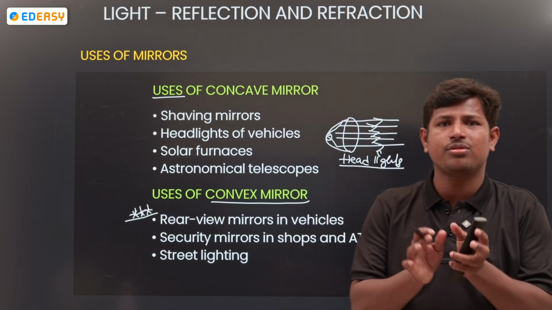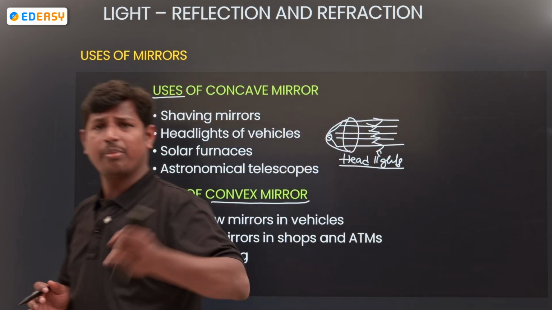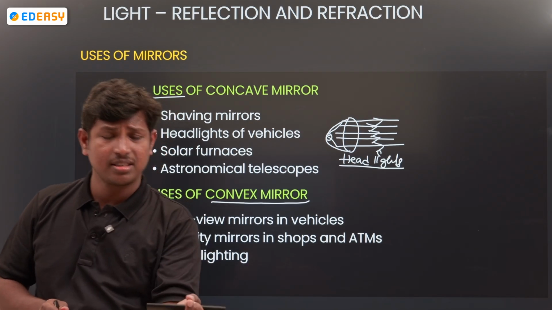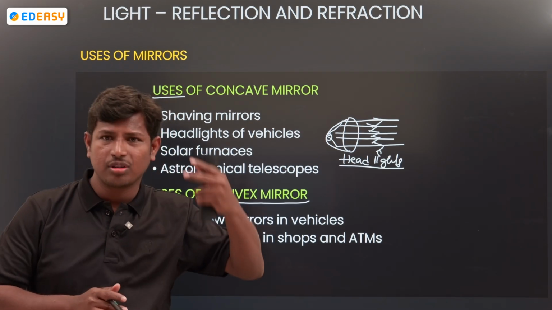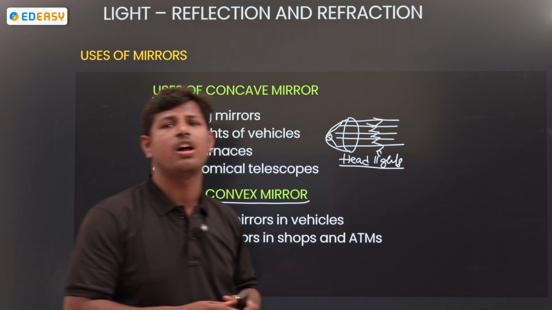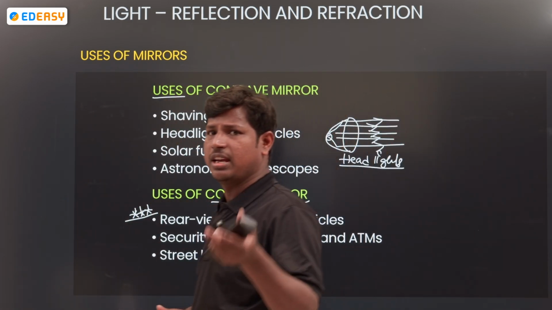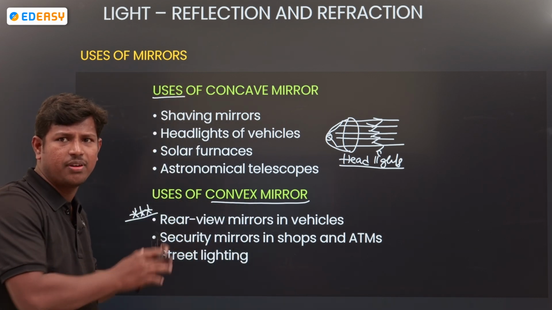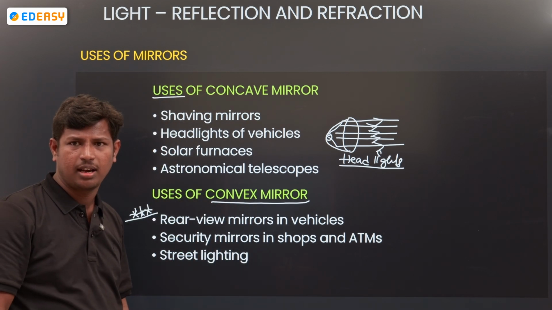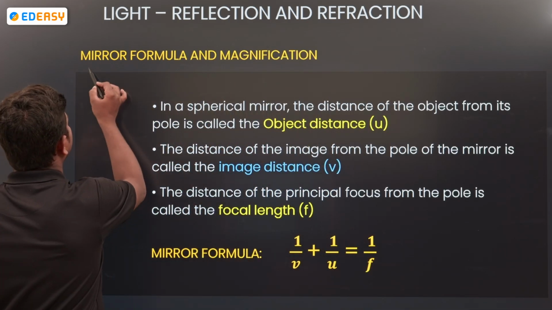Okay, understand the uses, na? Concave mirror, where do we use it? Shaving mirrors, headlights, solar furnaces, astronomical telescopes. And coming to the convex mirrors, where do we use the convex mirror? Rear view mirrors in vehicles. Next, in ATMs and shops, and street lights. These are the uses of concave and convex mirrors. Clear, na? Next one, mirror formula.